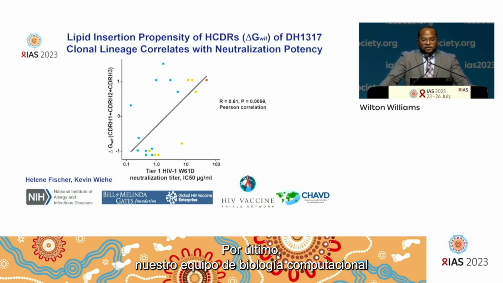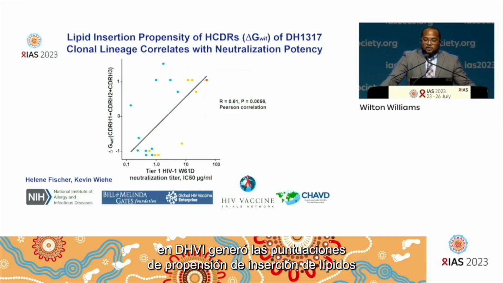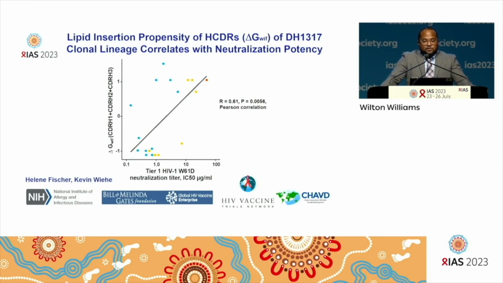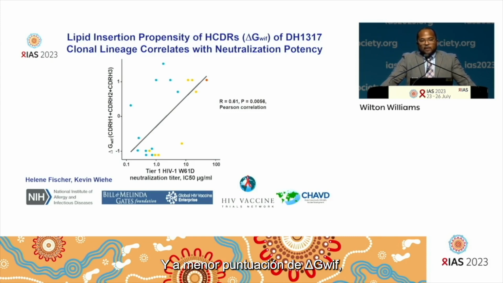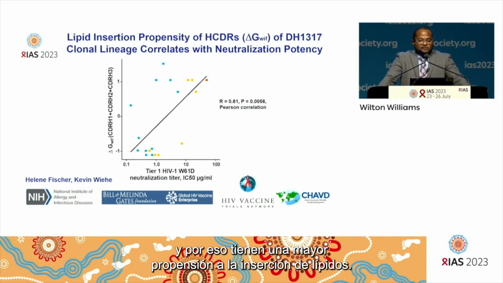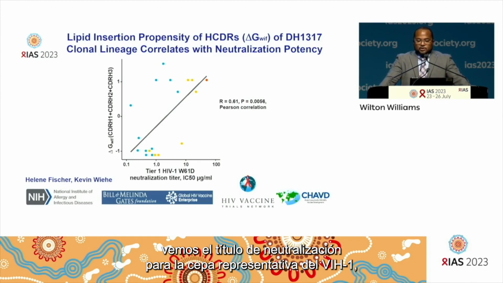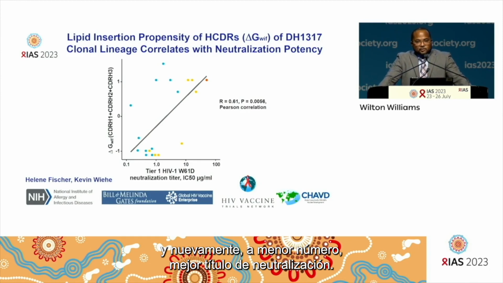And finally, our computational biology team at DHVI generated lipid insertion propensity scores for the DH1317 lineage antibodies. So here they calculated what is referred to as a delta G whiff score. As shown on the y-axis, you'll see the delta G whiff score, which is a measure of the hydrophobicity of the HCDRs within the antibody. And the lower the delta G whiff score, that means the HCDRs are more hydrophobic, and so they have an increased lipid insertion propensity. On the x-axis, you're looking at neutralization titer of a representative HIV-1 strain, and again, the smaller the number, the better the neutralization titer.